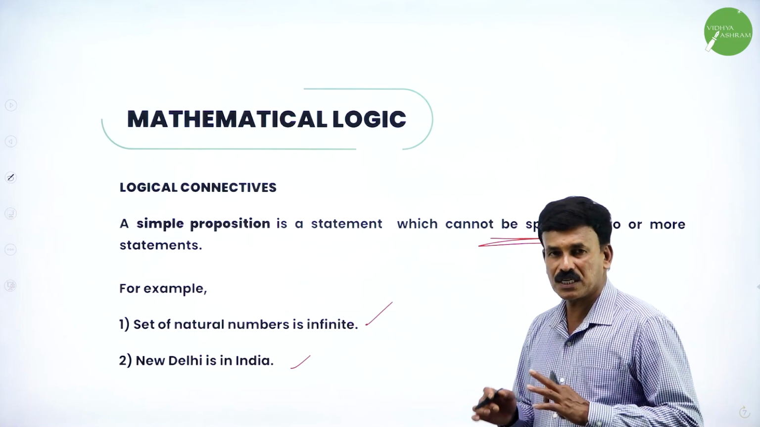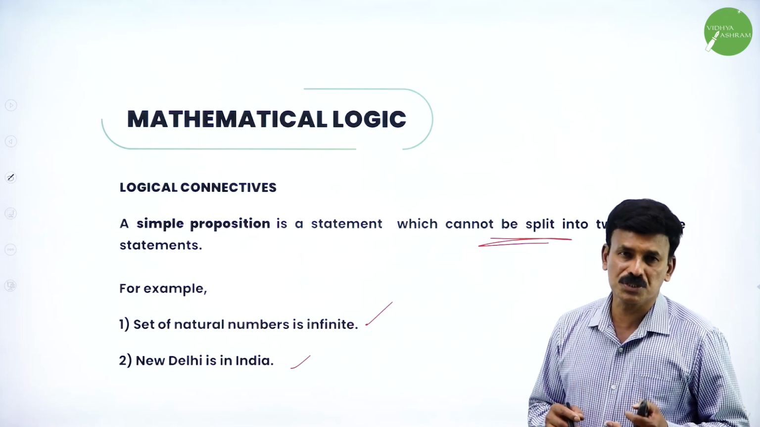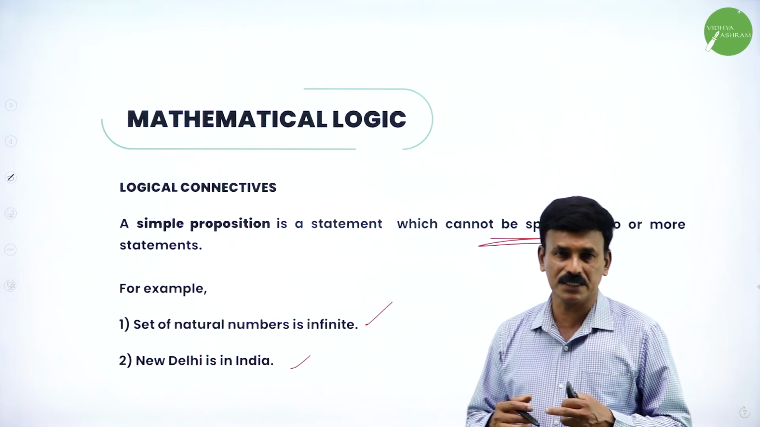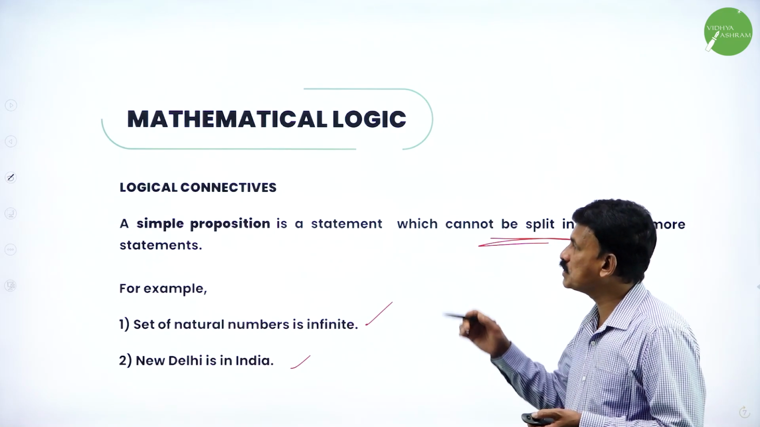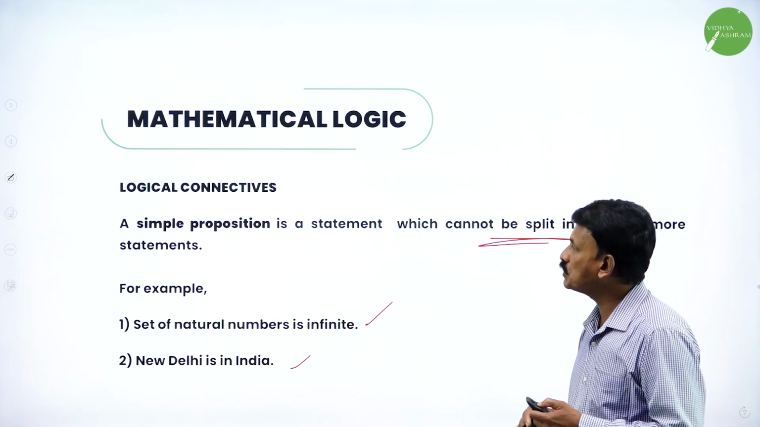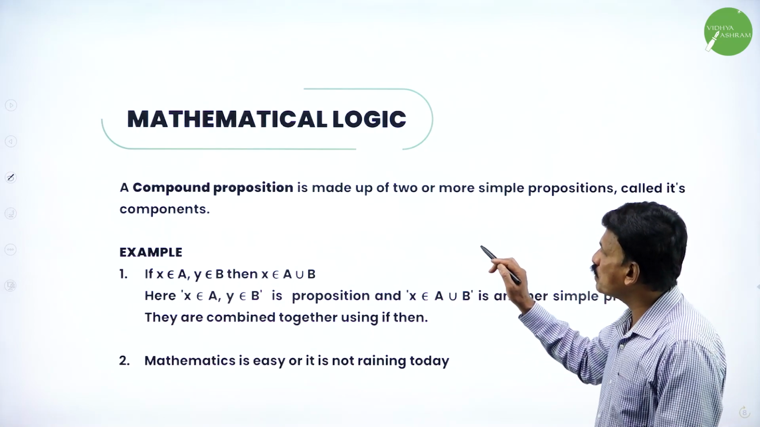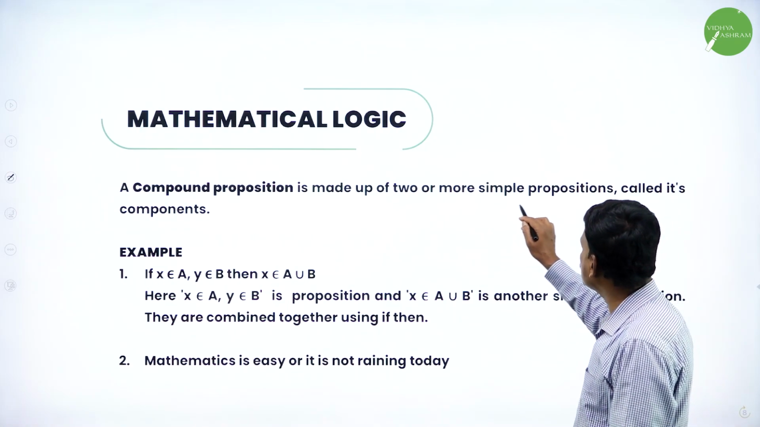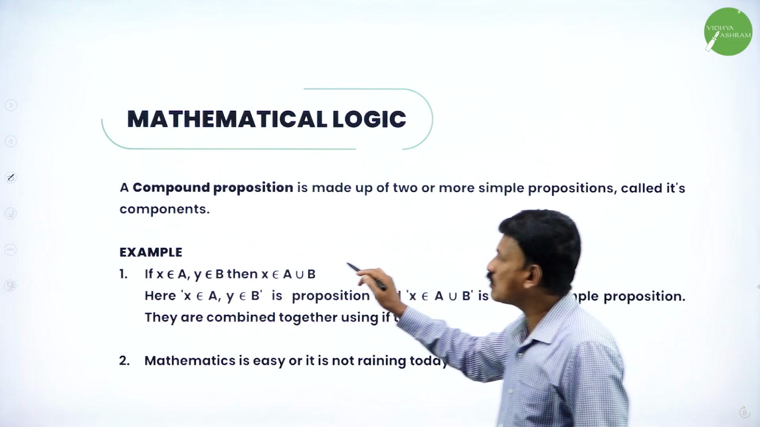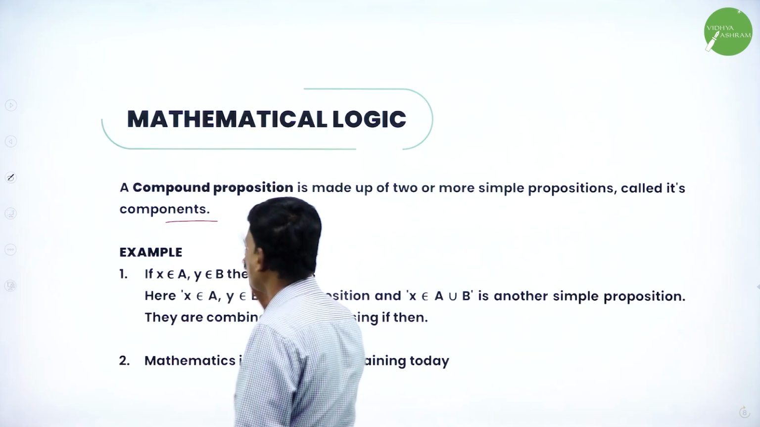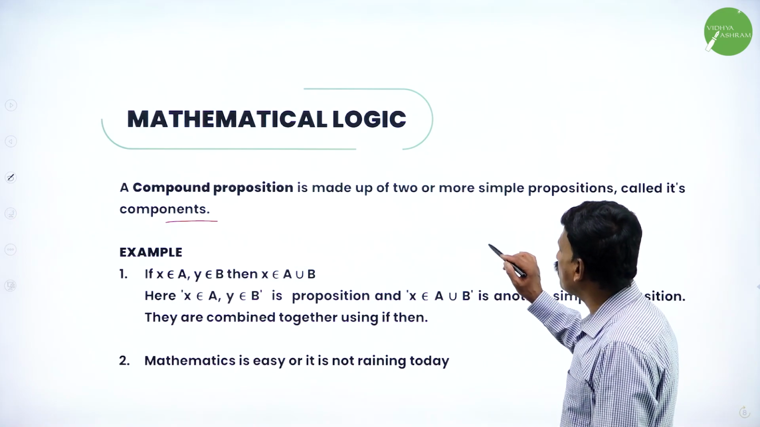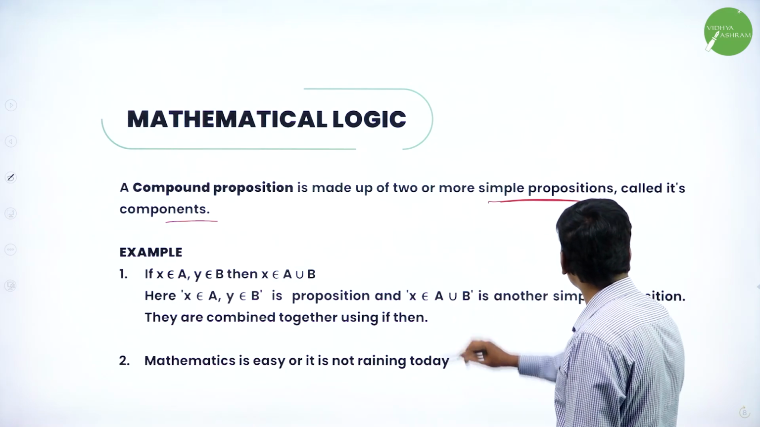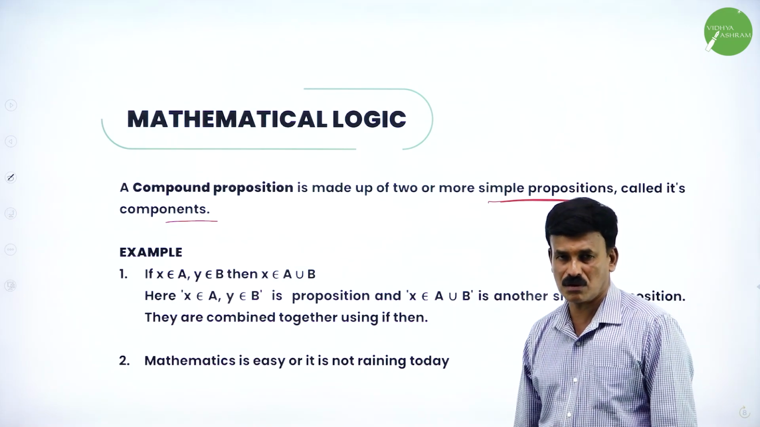Now, suppose there are two simple propositions. The two simple propositions can be connected to get one more statement, that is called a compound proposition, using the logical connectives. A compound proposition is made up of two or more simple propositions called its components.